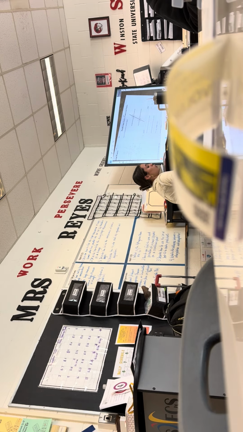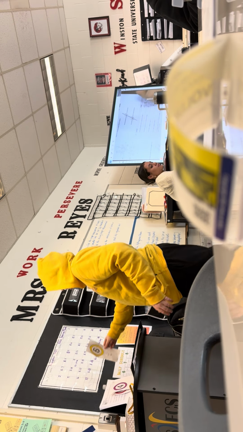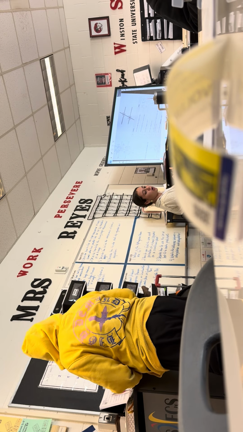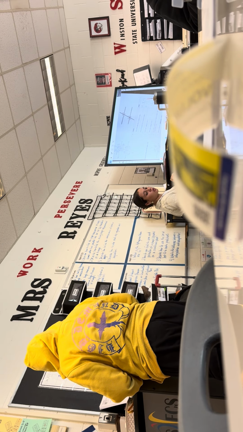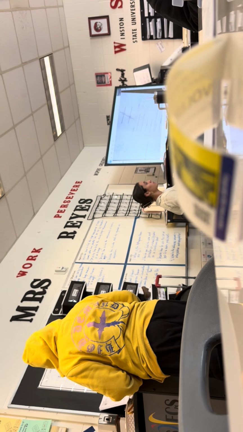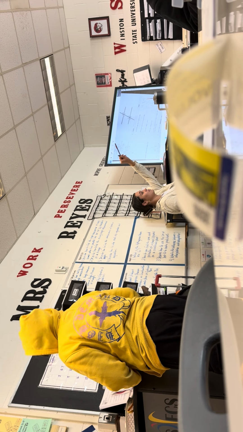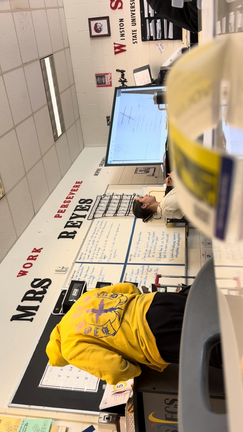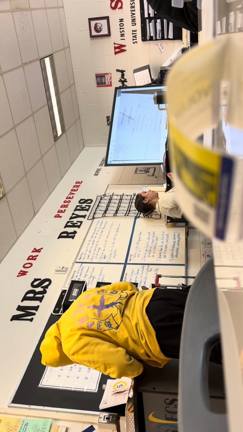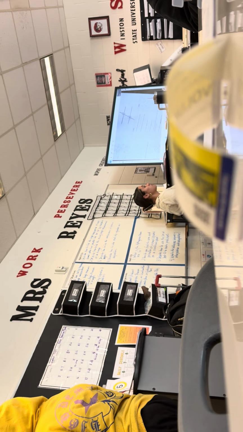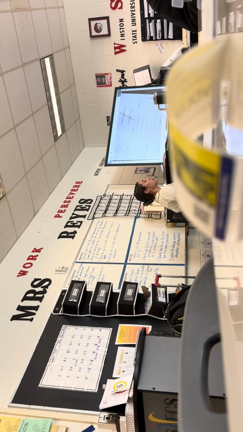Alright. Number 3, which angle is vertical to angle H? E, good job. And number 4, which angle is vertical to angle C? B. B, why B? So they share that vertex, right? That vertex.